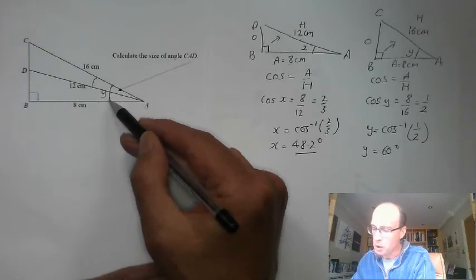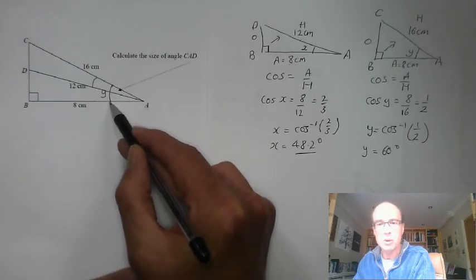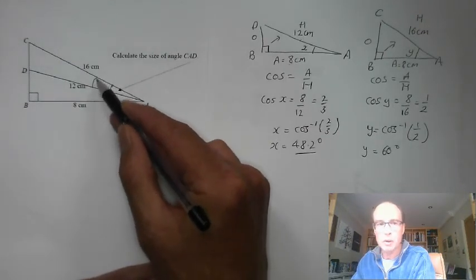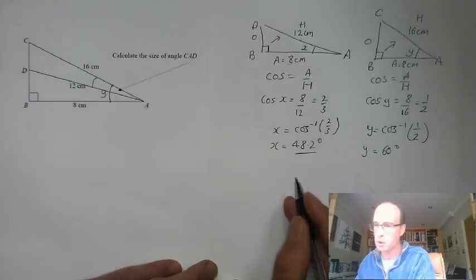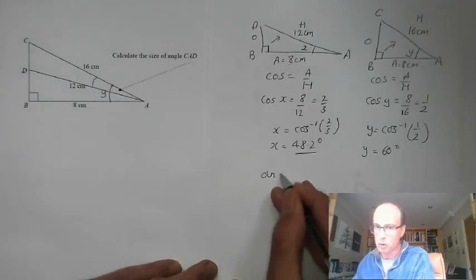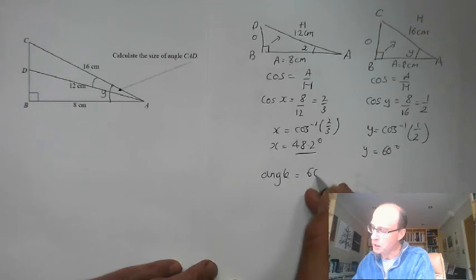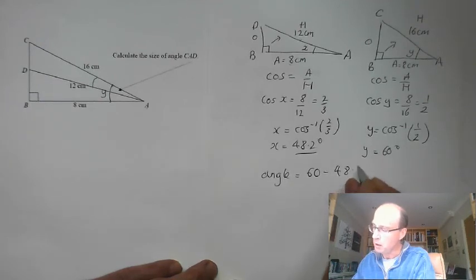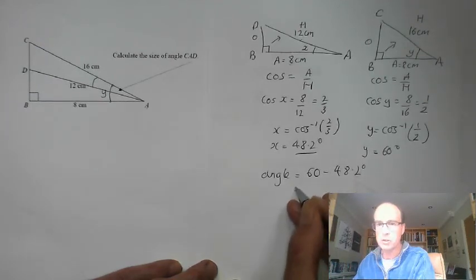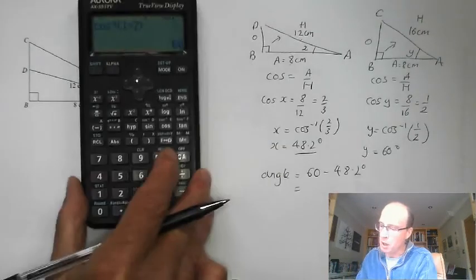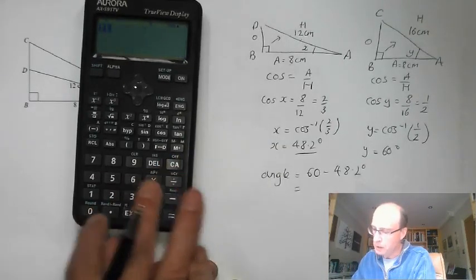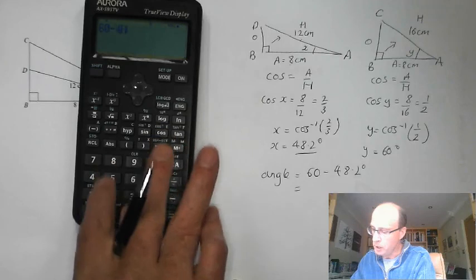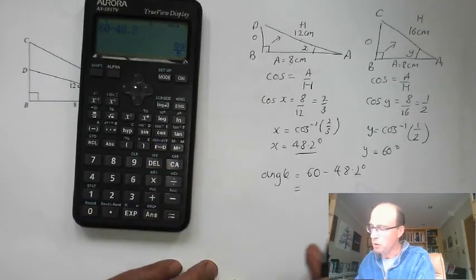We know that the bottom angle is 48.2. So the missing angle, the one that I've been asked to calculate, must be the difference between the two. So my angle is going to equal 60, take away 48.2 degrees, and that's going to give me a value of 60 take away 48.2 equals 11.8 degrees.